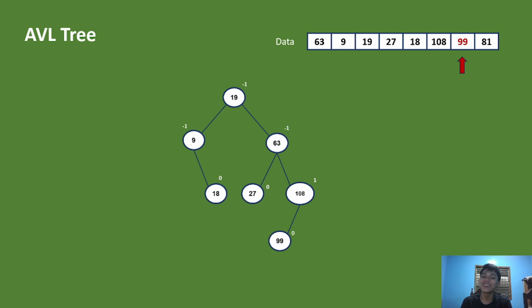We're going to insert another data. Now we're going to insert 81. Since 81 is greater than 19, we're going to put it onto the right side. And since 81 is greater than 63, we're going to put it again on the right side. And now we're going to put 81 onto the left side because it is less than 108. And since 81 is less than 99, we're going to put it again on the left side.